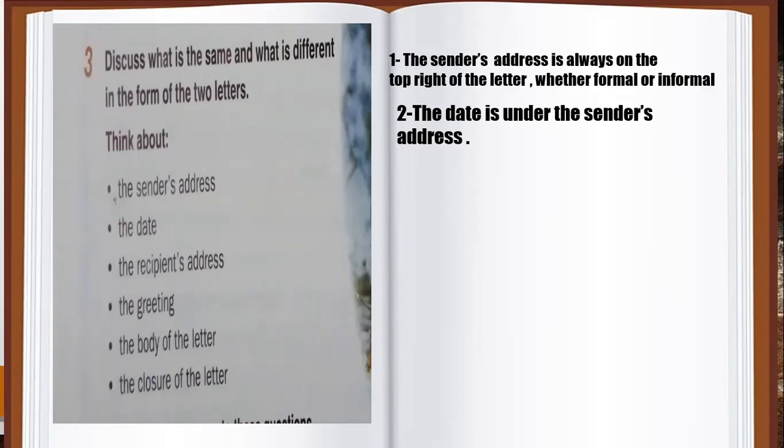Okay? What about the recipient's address? Where do we have the recipient address? Do we have the recipient's address in the formal letter? Yes, it is on the top left. But in the informal letter, we don't have the recipient's address. So here there is a difference, not a similarity. The first and second points were similar, here there is a difference. The formal letter has the recipient's address on the top left, while the informal letter does not. So only the formal letter includes the recipient's address, on the top left.